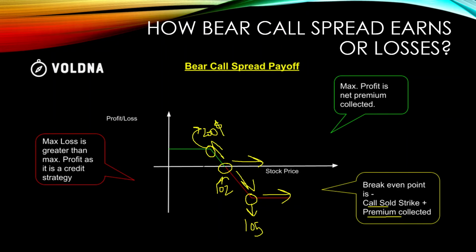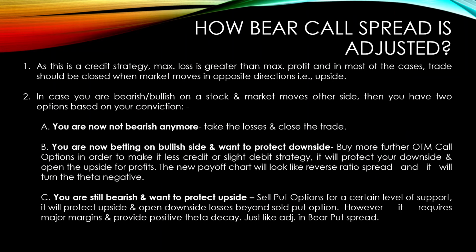Maximum profit is limited to net premium collected, and maximum loss is always greater than max profit because it is a credit strategy. So this is the typical payoff chart of bear call spread. Now this is an important part: how the bear call spread is adjusted when trades and direction go wrong. We are hoping that this stock will fall, but instead of falling, this stock started to rise.